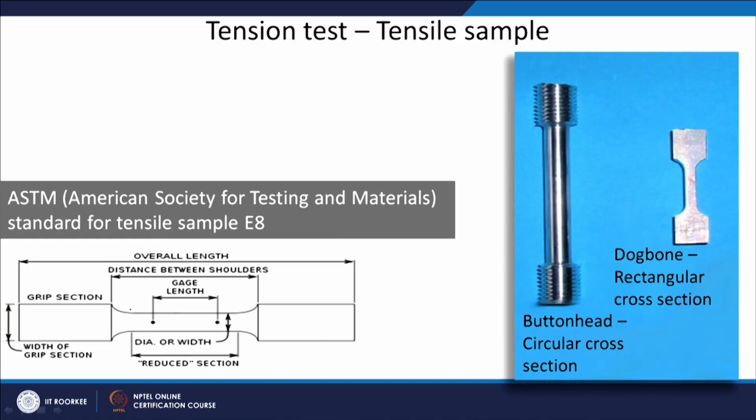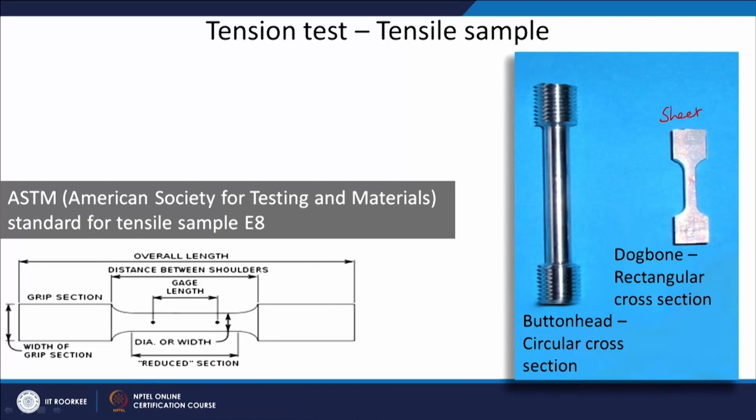So these are the samples you use for doing a tensile test. One is if you have a sheet for which I want to know the mechanical properties, then we have this dog bone sample with a rectangular cross sectional area. Or if you have some kind of bar, maybe a TMT steel or something like that, then we have this kind of button head with circular cross sectional area.